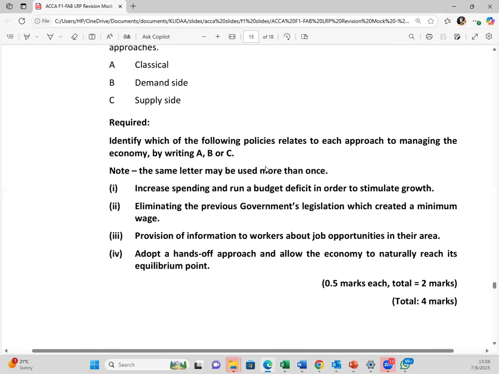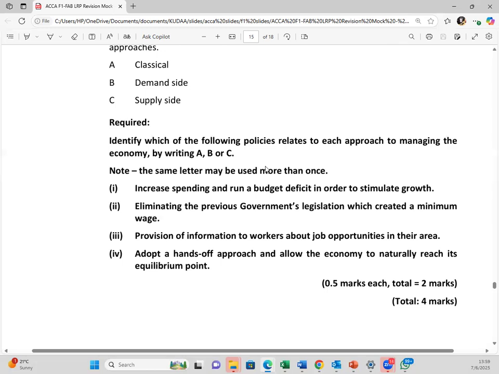Number one, increase spending and run a budget deficit. We did talk about a budget deficit yesterday. So if we increase spending and run a budget deficit in order to stimulate growth, what can that be classified as? That's the demand side. The government is boosting demand. They spend more and help you spend more.